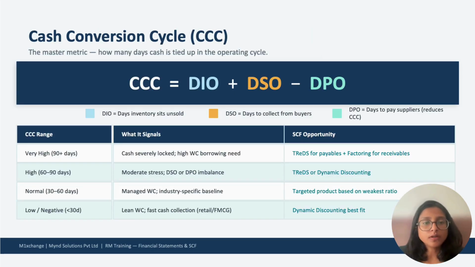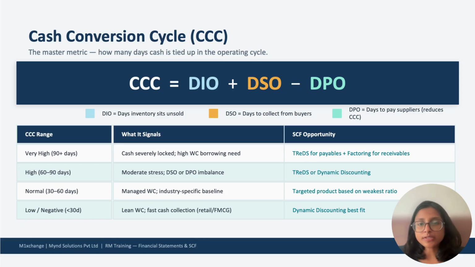So moving on to the next slide, which is to calculate the cash conversion cycle. Okay. So this is actually putting all the three metrics together, to find out for how many days the cash is tied up in the operating cycle. Okay. From the moment you pay your supplier for the raw material to the moment you collect cash from the customer. Right.